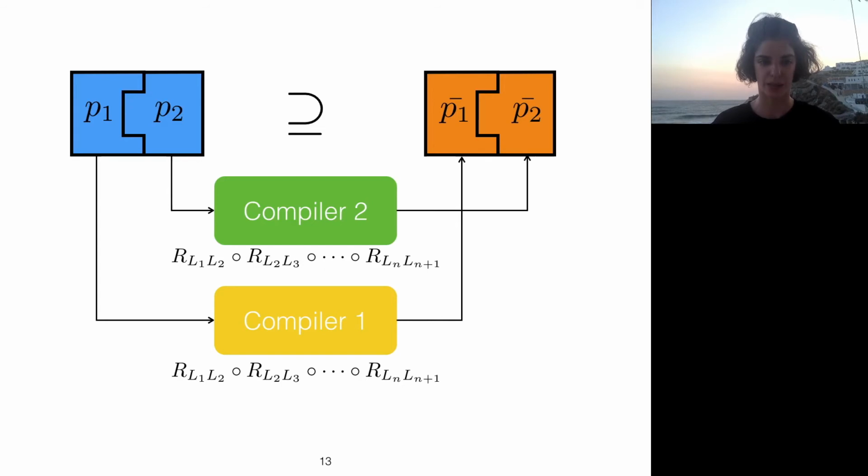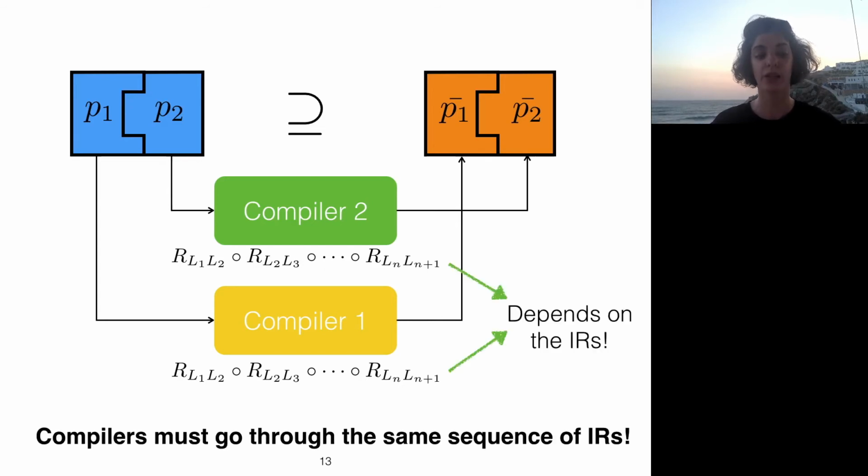So what is the catch? This relation depends on the intermediate representations that are used in the pipeline. Therefore, it can only be used to specify compilers that have the exact same sequence of intermediate languages.